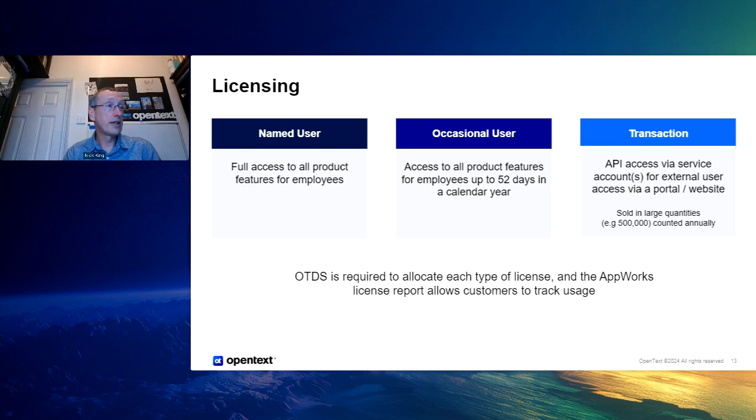The only other thing I would say is that OTDS, our directory service, is required for authentication and single sign-on, but also to handle licensing, to be able to allocate a named user license or an occasional user license to specific individuals, and also to assign which users are service accounts in OTDS. And then AppWorks will count the licensing usage so that a customer can run the license report and make sure that they're in compliance with their named user, occasional user, and transaction license count for the year.